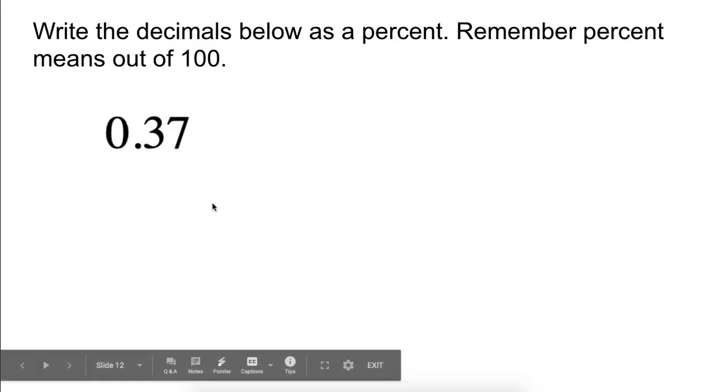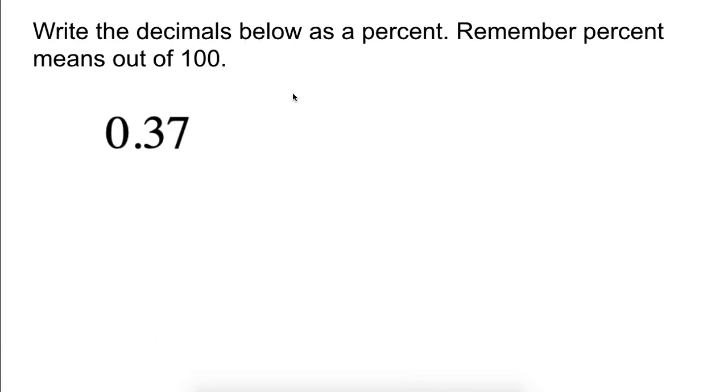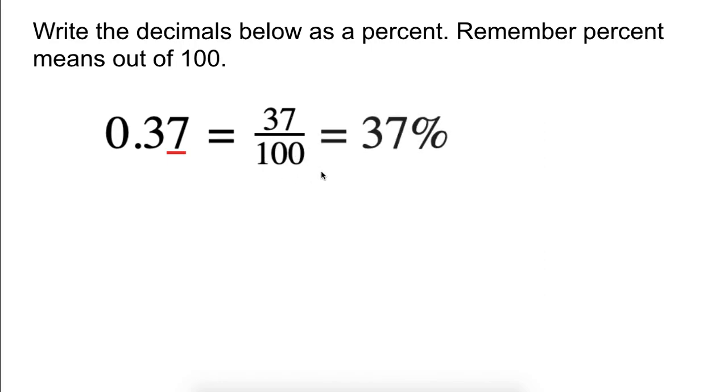On this first one we have 37 hundredths. So we're going to write this decimal below as a percent. And again, remember percent is out of 100. So 37 hundredths is the way we'd read this decimal. The 7 is in the hundredths place, and since we read that as 37 hundredths, that is just 37 out of 100. That's just what it means. And since percent is out of 100, that just goes to 37%.